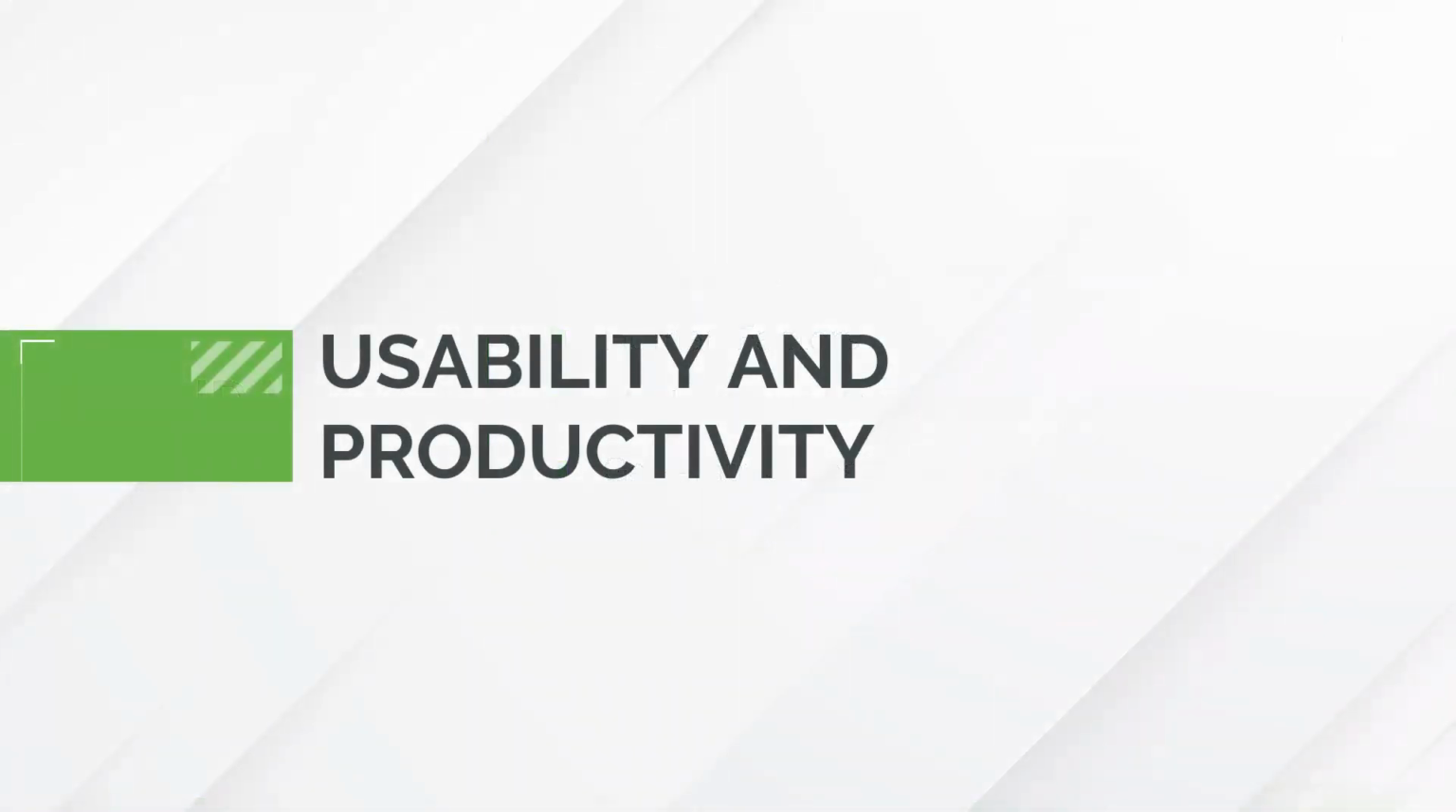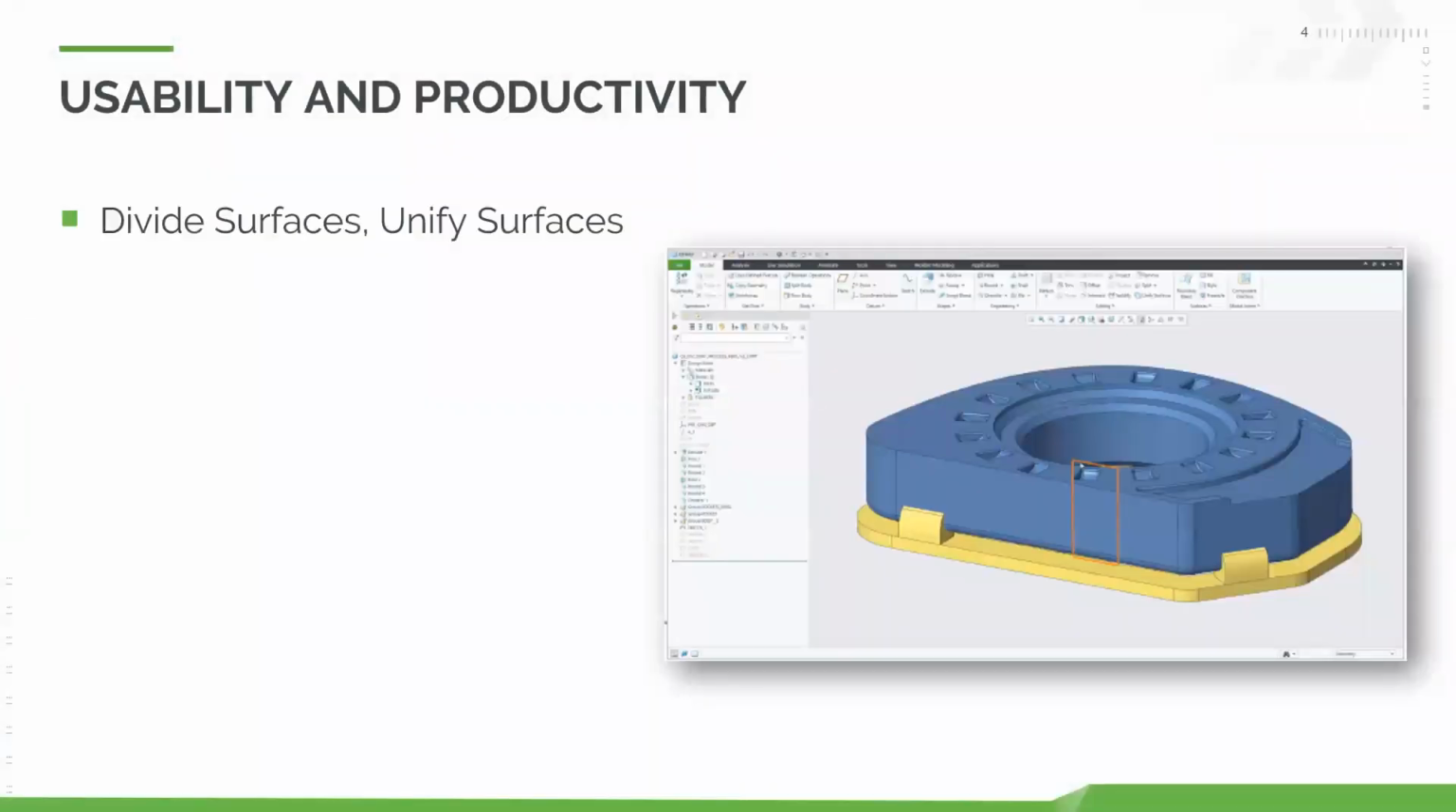The first area I want to talk to is usability and productivity, really just base Creo design functions, starting with divide and unify surfaces. This is a new capability to take a given surface but deal with just a piece of it. This is useful in a lot of different areas.